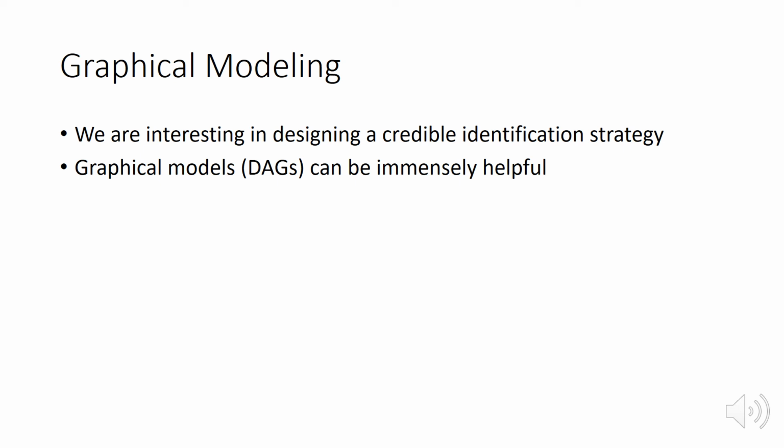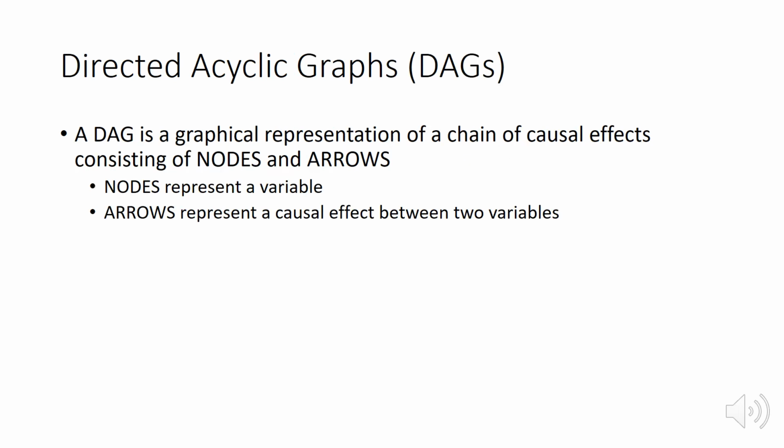So when we're thinking about causal relationships, when we're thinking about causes and effects, and more specifically, when we're thinking about the effects of causes, what we want to do is design a credible identification strategy. What's a good way that we can rule out alternative explanations? Drawing out the way in which variables are related to one another can be immensely helpful. Specifically, we're going to draw out directed acyclic graphs.